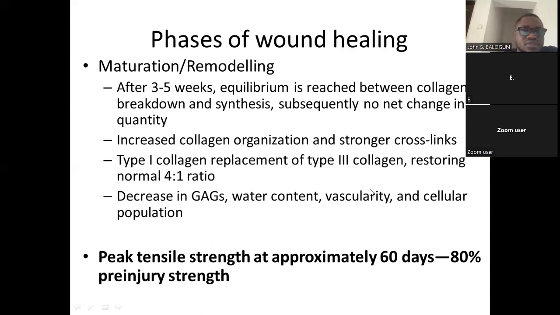Please note this. The ratio is usually 4:1, but this 4:1 may not mean... I don't think I've seen it, but type 1 collagen replacing type 3 collagen in the maturation phase has come out many times. So please note this.